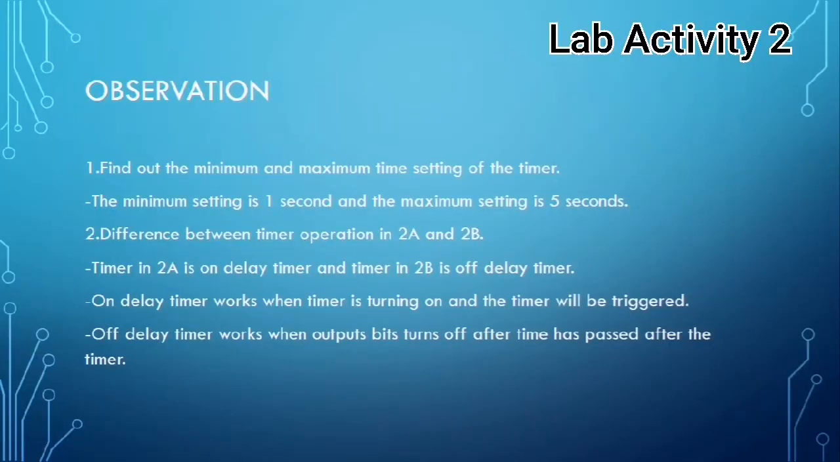The observation for task 2 is, number 1, find out the minimum and maximum time setting of the timer. The minimum setting is 1 second and the maximum setting is 5 seconds. Number 2, the difference between timer operation in 2A and 2B. The timer in 2A is an on delay timer and the timer in 2B is an off delay timer. On delay timer works when the timer is turning on and the timer will be triggered. Off delay timer works when the output bit turns off after the time has passed.